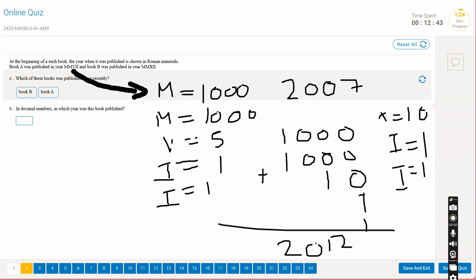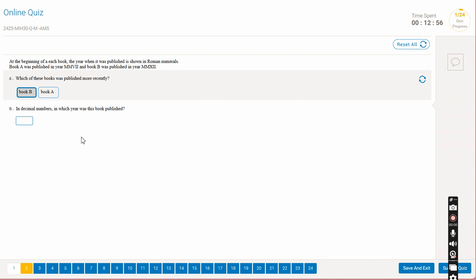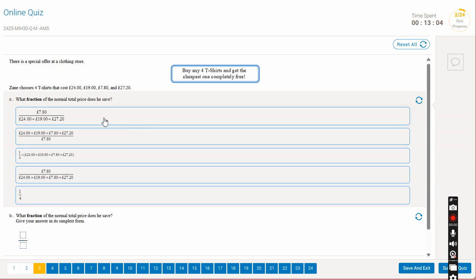Now they're asking us, what is the question asking us? Now, which book was published recently? Now, how do we know which book was published recently? That was the most recent to our time, which is 2025. So that will be book B, right? Because that's closer, that's 2012. Next, in decimal numbers, we just write 2012 because the numbers that we use in the everyday, that's what they're asking for here.